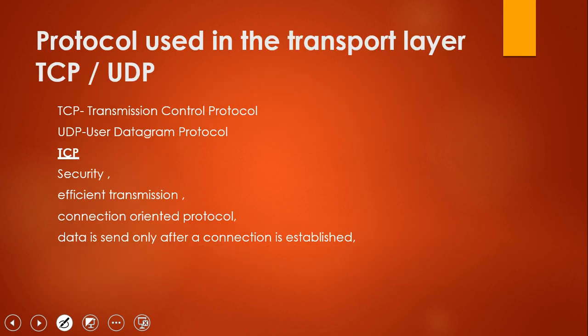Protocols used in the transport layer are TCP and UDP. There are two types of protocol: one is TCP and the second is UDP. TCP means Transmission Control Protocol and UDP means User Datagram Protocol. TCP is a secure, efficient, connection oriented protocol. Data is sent only after a connection is established. These are the features of the TCP protocol. It is secure and always requires a handshake.